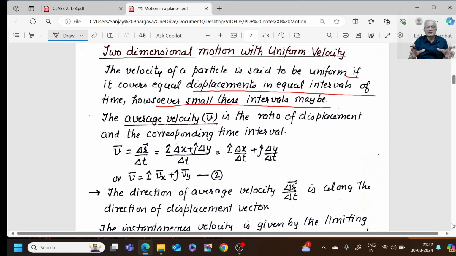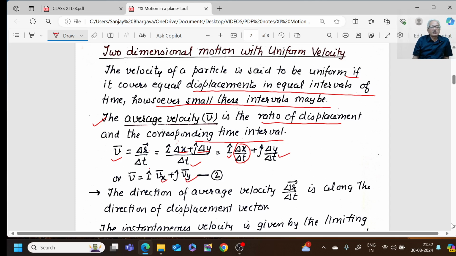Here we would like to define average velocity and instantaneous velocity. Average velocity is the ratio of displacement and the corresponding time interval. So average velocity v bar is equal to delta r by delta t. Delta r can be written as (i delta x plus j delta y) upon delta t, which can also be written as i cap delta x by delta t plus j cap delta y by delta t. Delta x by delta t is the x component of average velocity, written as vx bar, and delta y by delta t is the y component, written as vy bar.